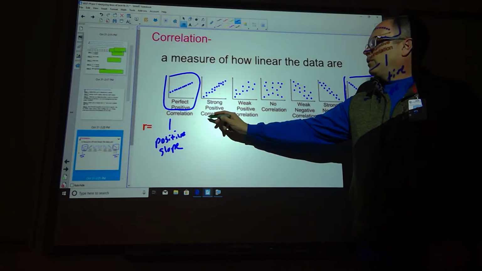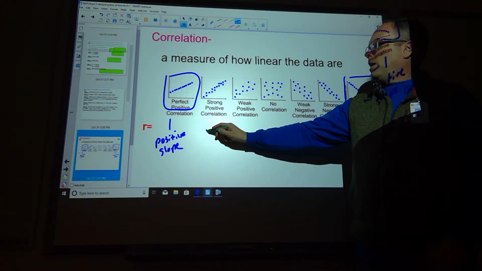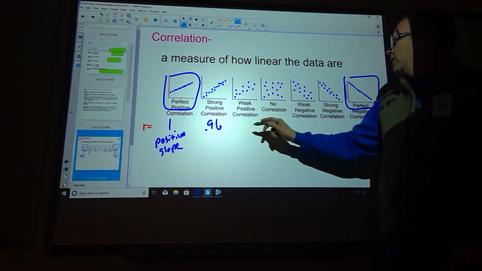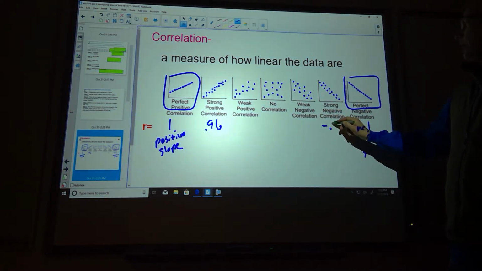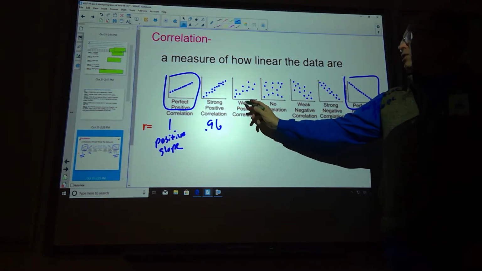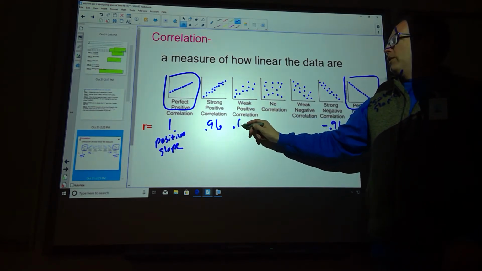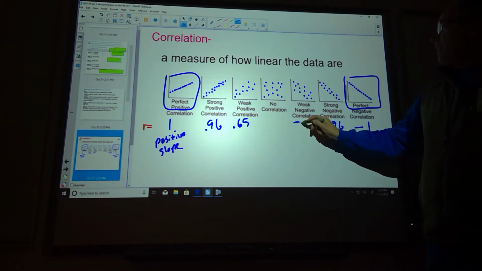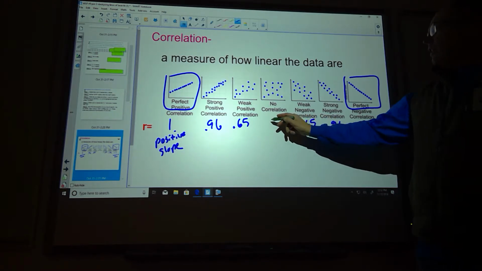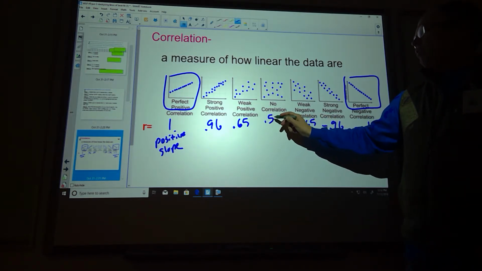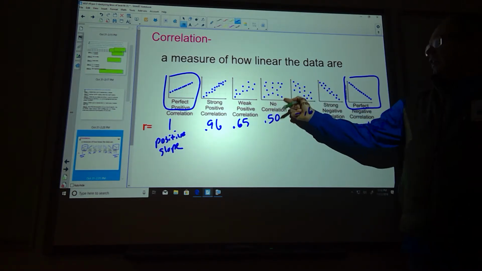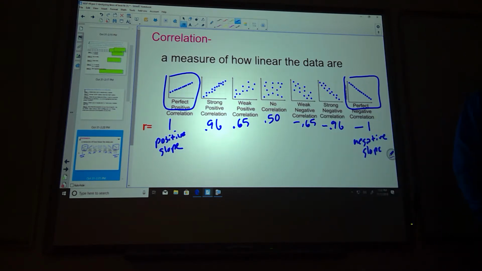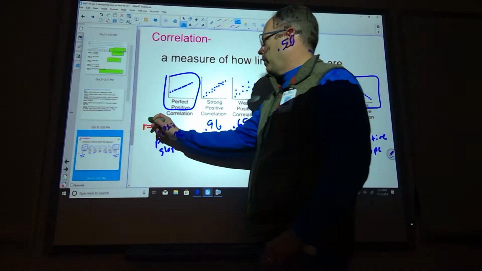Okay? These values are close to 1. So like this might be about 0.96. This one over here would be like -0.96. This is a little bit weaker, so this might be like 0.65. This might be like -0.65. And this one right here, this is like, I don't know, 0.50. This is just like gunshot blast. There's no correlation. You don't have any pattern to this. Okay, so that's where your R value on your calculator works for you, okay?